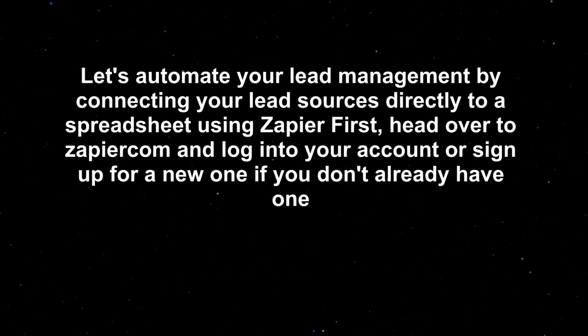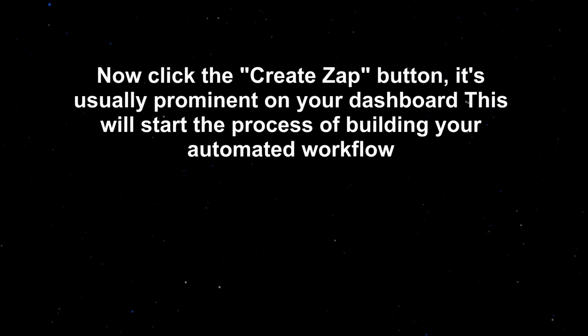Head over to Zapier.com and log into your account or sign up for a new one if you don't already have one. Now click the Create Zap button. It's usually prominent on your dashboard. This will start the process of building your automated workflow.